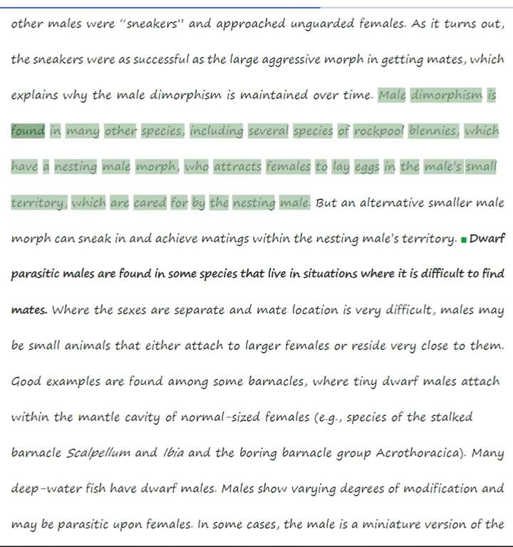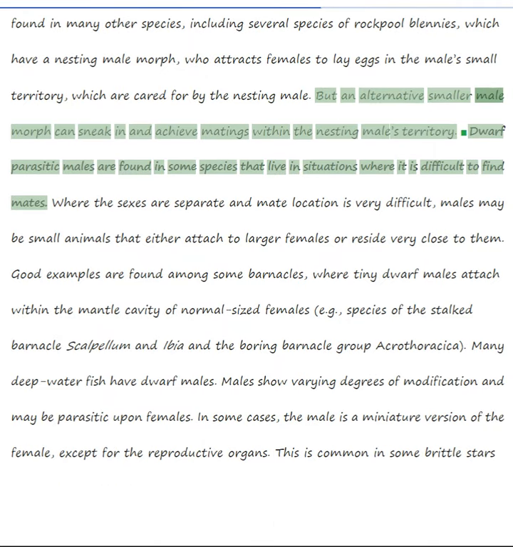Male dimorphism is found in many other species, including several species of rockpool blennies, which have a nesting male morph, who attracts females to lay eggs in the male's small territory, which are cared for by the nesting male. But an alternative smaller male morph can sneak in and achieve matings within the nesting male's territory. Dwarf parasitic males are found in some species that live in situations where it is difficult to find mates.